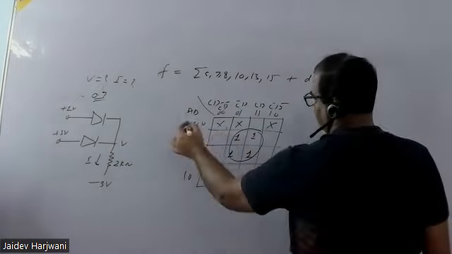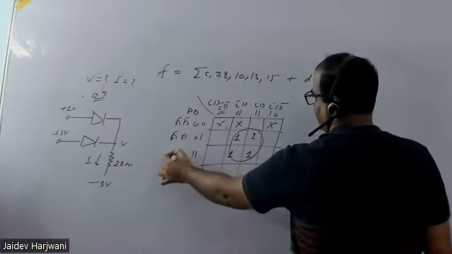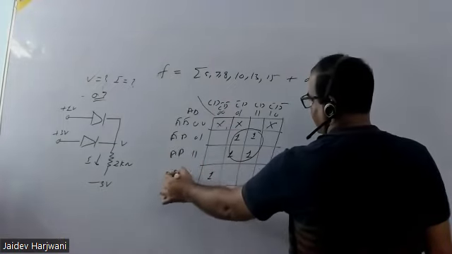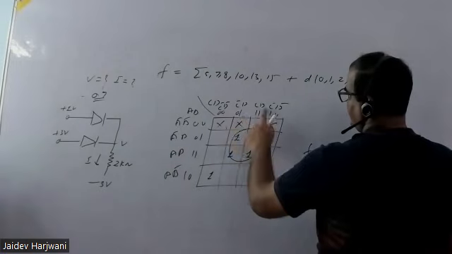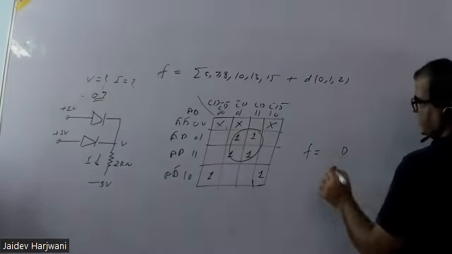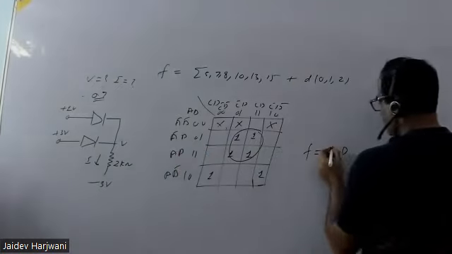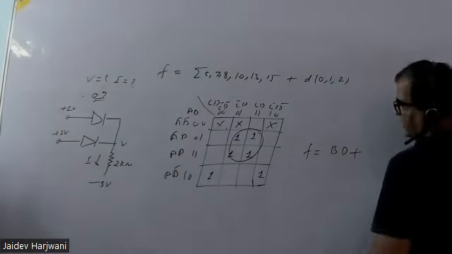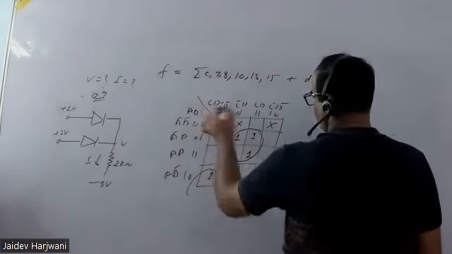C bar D bar, C bar D, C D, C D bar. Okay, this is your A bar B bar, A bar B, A B, this is your A B bar. Okay, so here you say which is common. D is your this one. And if you go here, your B D. Okay, and the remaining two, you have to make the group with this four.